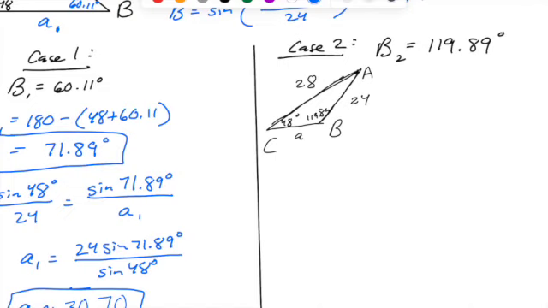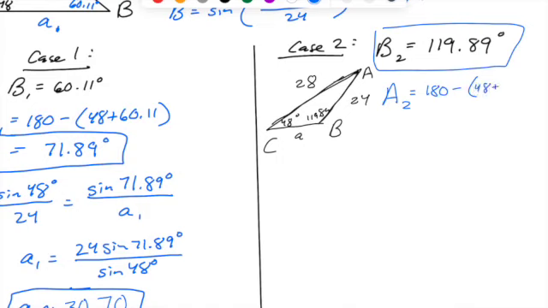So let's go here. If this goes with B2, then I'm going to call this A2. And A2 would be 180 minus the two angles we know, which is that 48 plus 119.89.